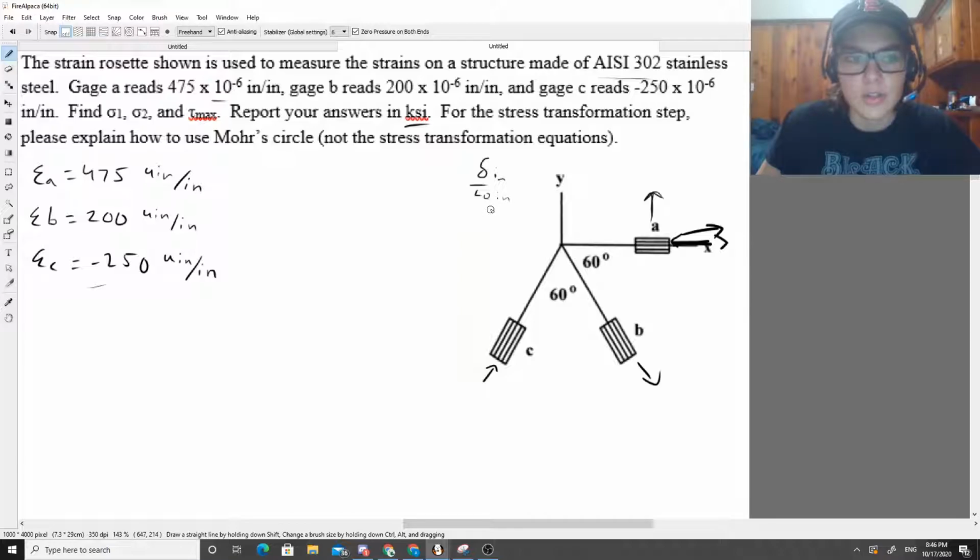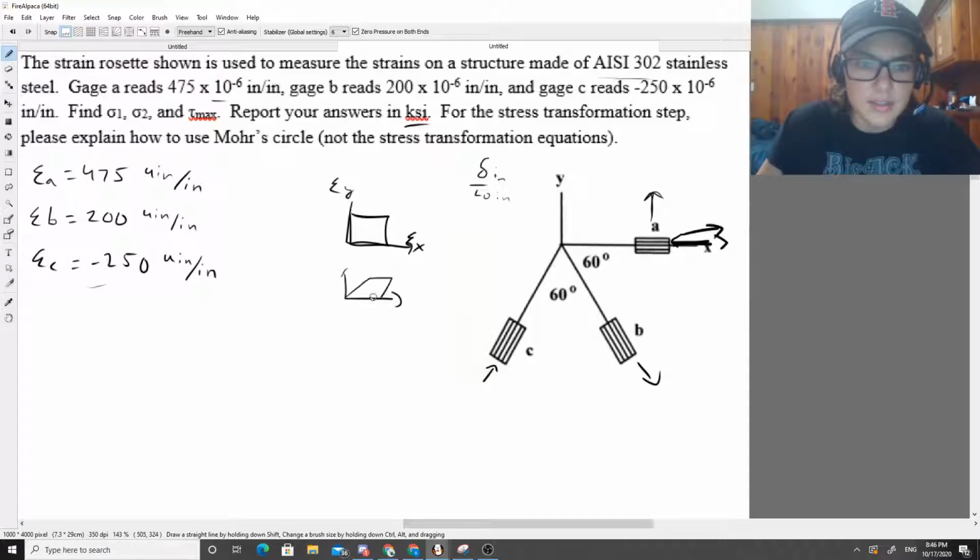So from here, what we want to do is get these strains in terms of strain X, strain Y, and gamma XY, right? Because if you have your stress block on some coordinate system, we want to find the strain at Y and the strain at X. And gamma is the angle at which it's kind of twisting, so that's going to be gamma XY. That's going to be helpful information for us so that we can find our principal stresses and our maximum shearing stress.